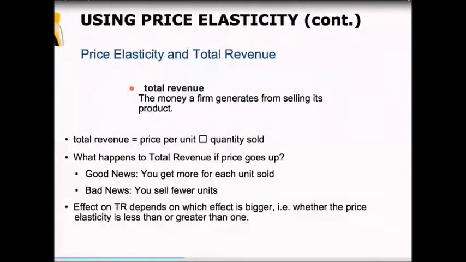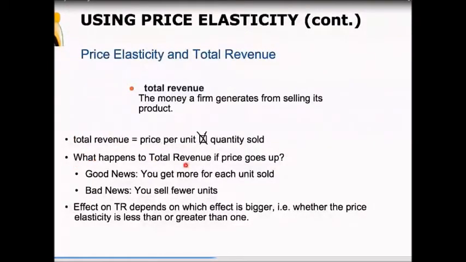Another reason you might want to look at price elasticity is if you're a business and you're trying to figure out what your total revenue is. The total revenue is the money a firm generates from selling its product. How much money comes in when you sell a good or a service. The way to calculate total revenue is to take the price per unit and multiply it times the quantity sold. And so how many are you selling and at what price? Multiply the two together, that gives you total revenue.